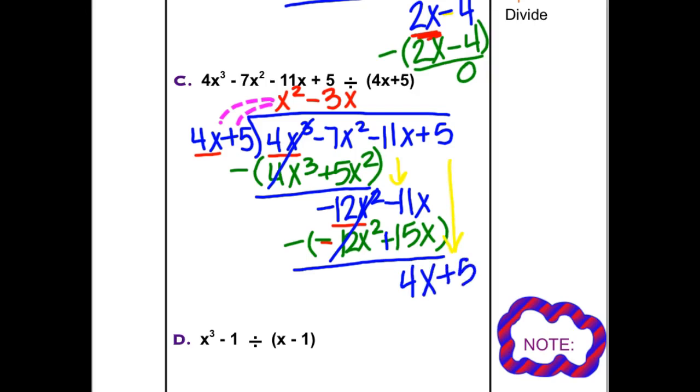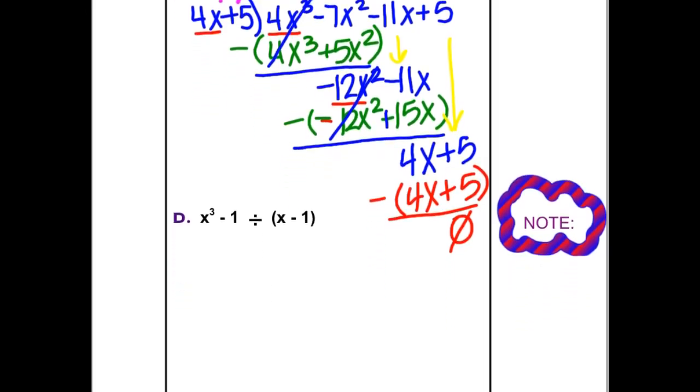And to turn 4x into 4x, obviously we multiply by 1, which we know then gives us 4x plus 5. When we subtract that all, we get 0. That means that my solution is x squared minus 3x plus 1. One more example for you.